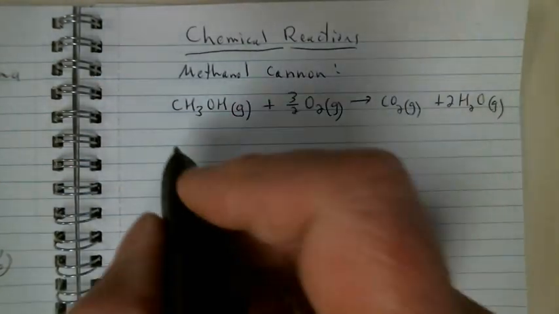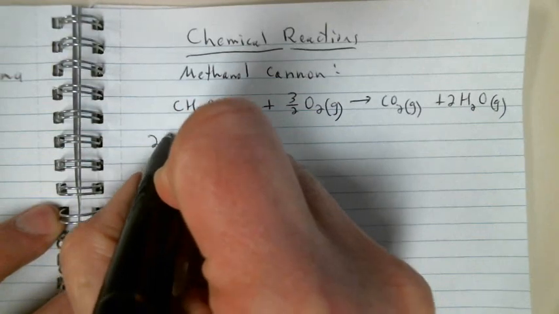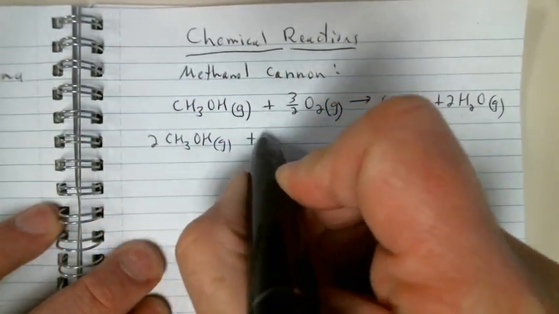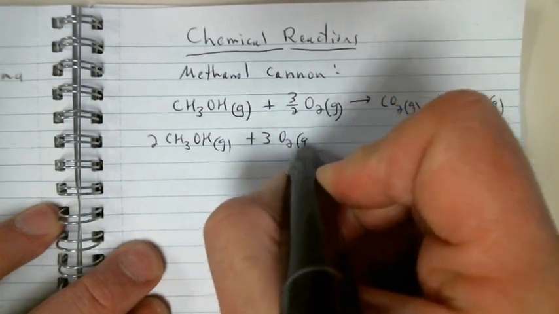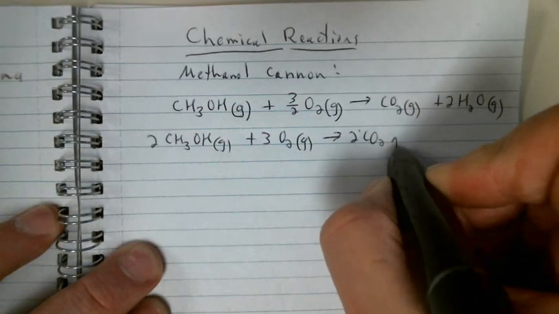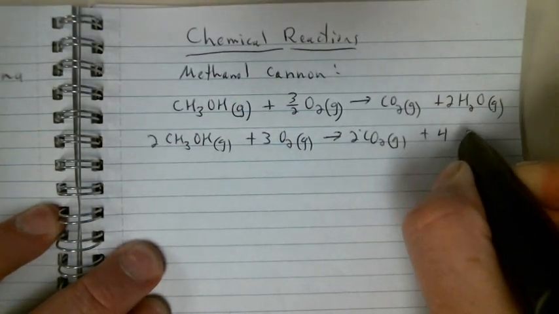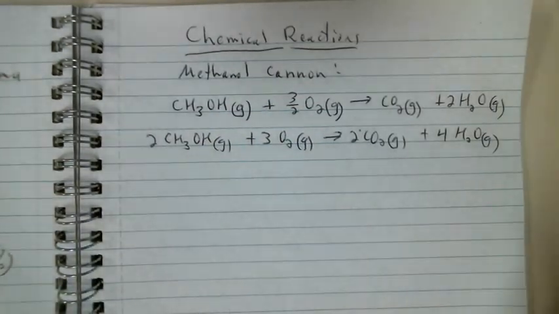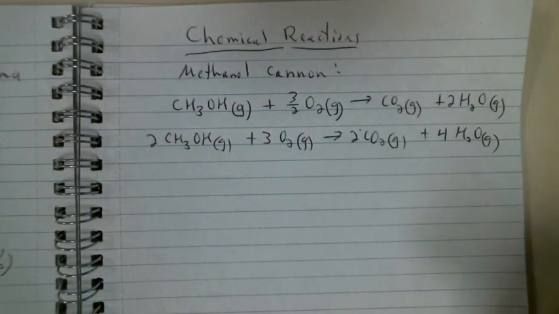Just multiply everything by 2. We'll have 2 of the methanols plus now 3 of the oxygens burning to give 2 carbon dioxides, plus that would make for 4 waters. And so that's a chemical reaction, and what we want to do is talk about the meaning of that reaction and the conventions we have for it.